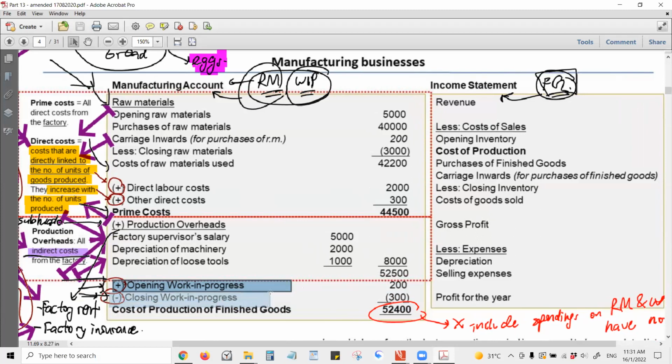Closing work in progress is the work in progress you still have at the year end, not finished into final product yet. And therefore, you have to remove it. Because the last number you get here must be the cost of production for finished goods only, completed goods only. Therefore you do this calculation, plus opening minus closing work in progress.